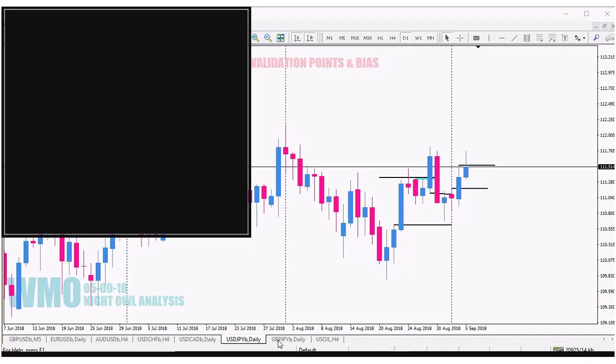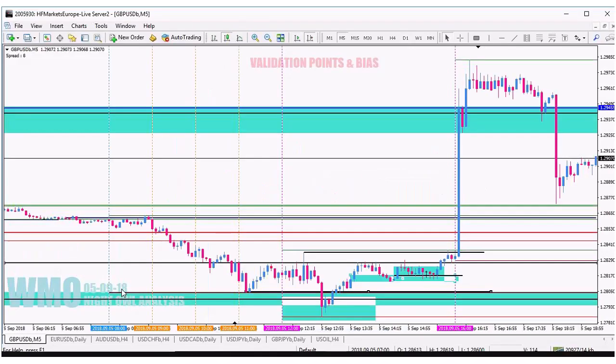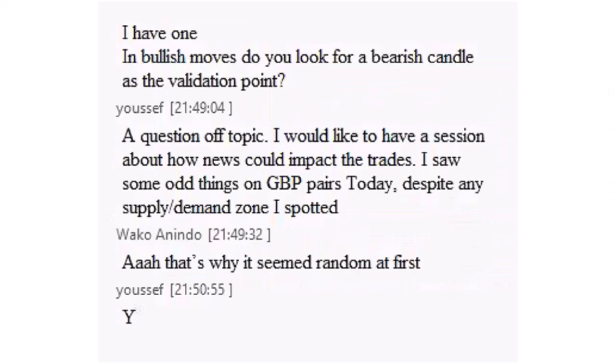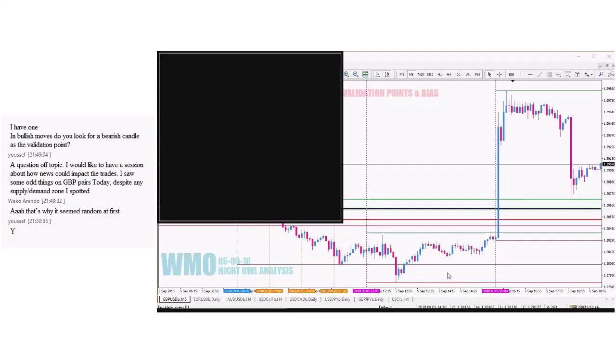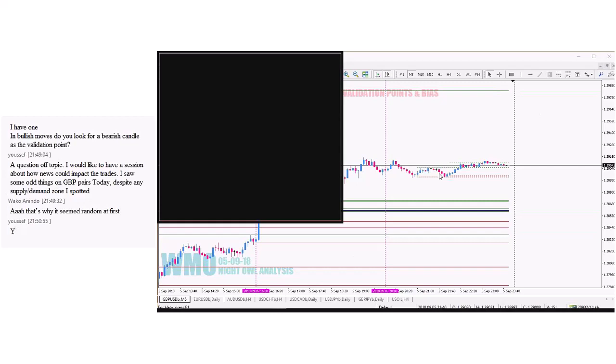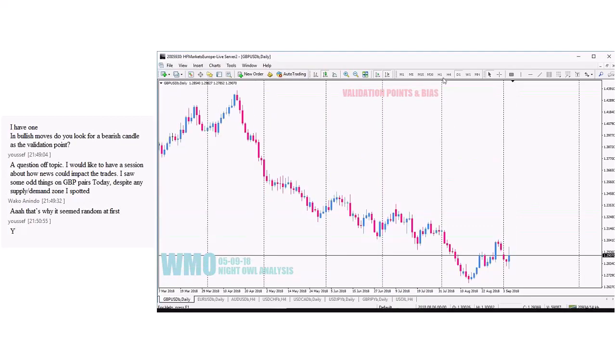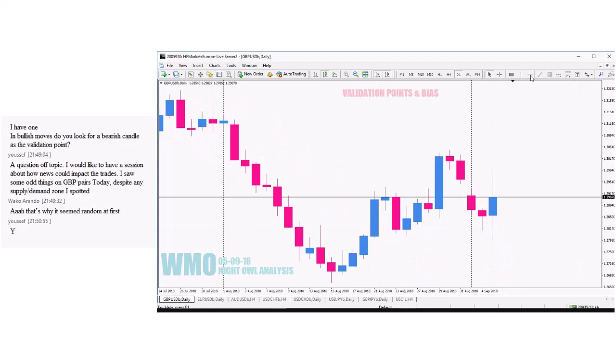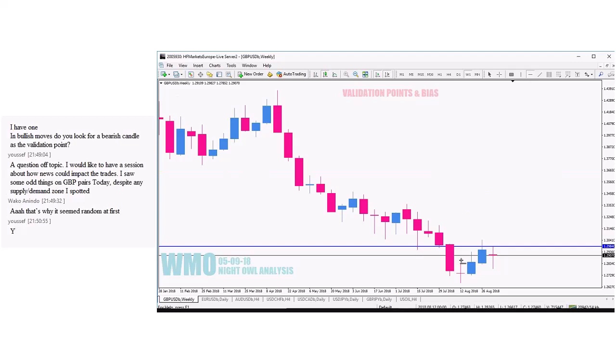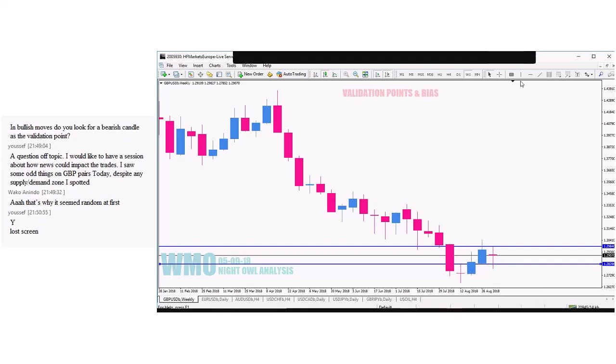Let's go back to pounds, Yusuf. Let me clear everything. I don't know if there was news today because I didn't bother checking. Don't be like me, okay? You guys can check news if you have to. But I've marked this area out. That area has been marked out on my weekly. Can you see how precise this is?